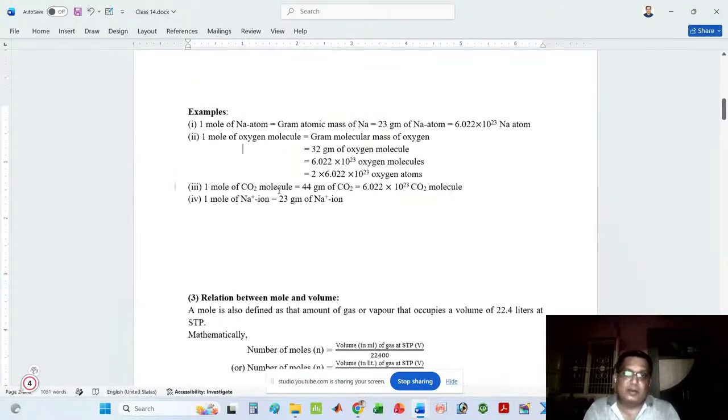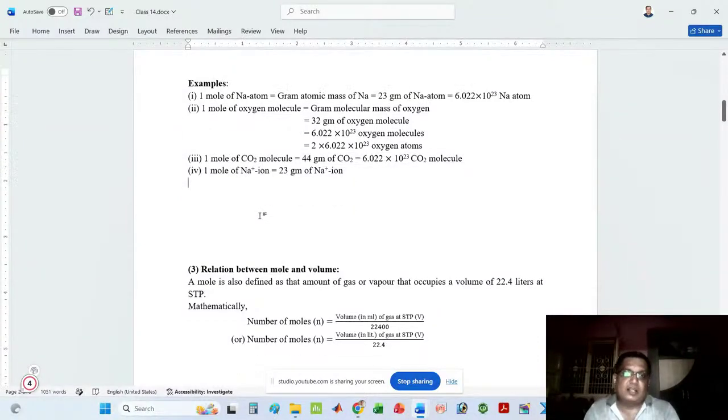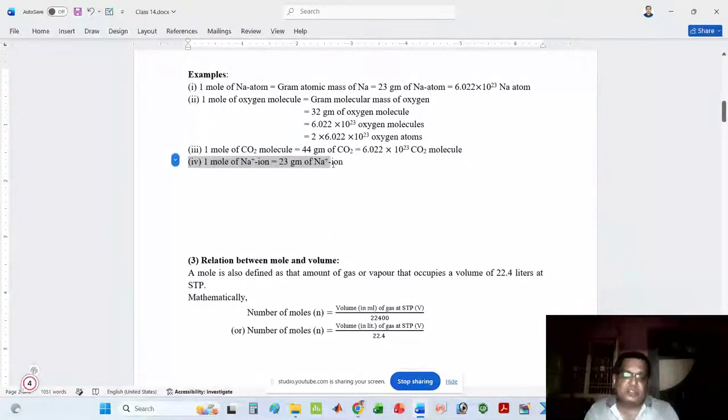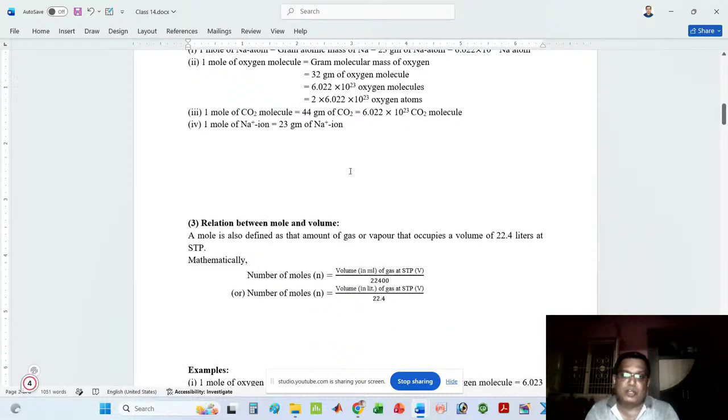Similarly, 1 mole of carbon dioxide molecule must be equal to 44 gram of carbon dioxide. In number, it is equal to 6.022 into 10 to the 23 carbon dioxide molecules. Like that, you can think of 1 mole of Na plus ion, that is your 23 gram of Na plus ion. In number, it must be equal to 6.022 into 10 to the 23 Na plus ions.